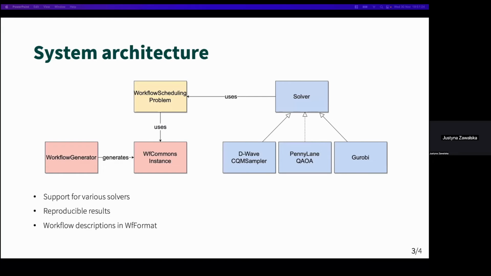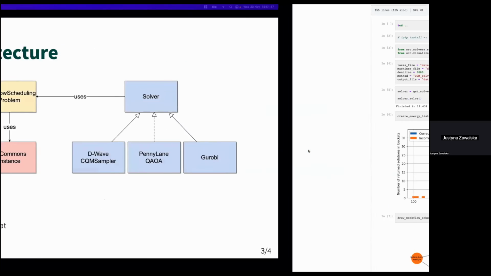When it comes to solvers, we offer a quantum annealing solution based on the D-Wave CQM sampler, a quantum approximate optimization algorithm written in PennyLane, which is currently being integrated, and a classical solver, Gurobi, which is just a reference method. Let's quickly see the demo.